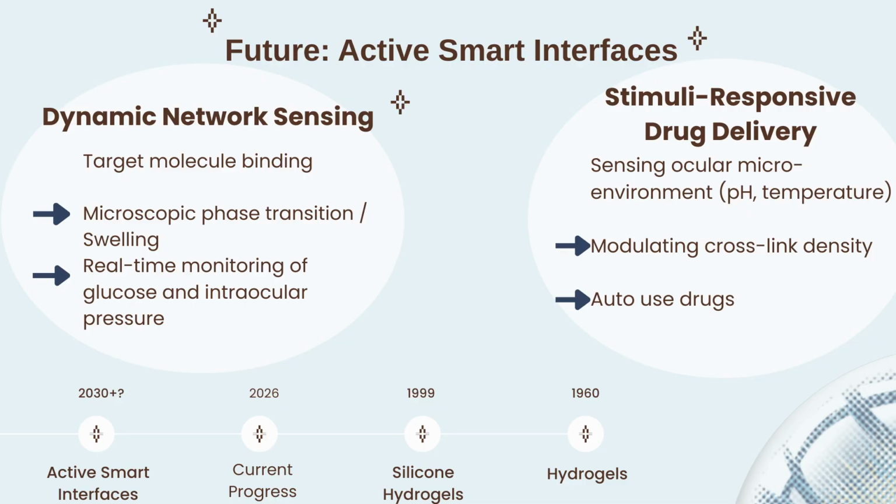The second one, which is also worth noticing, is stimuli-responsive drug delivery. By actively sensing microenvironmental variations on the ocular surface, such as subtle shifts in pH or local temperature, the network dynamically modulates its own crosslink density to execute the automated, sustained release of therapeutic drugs.